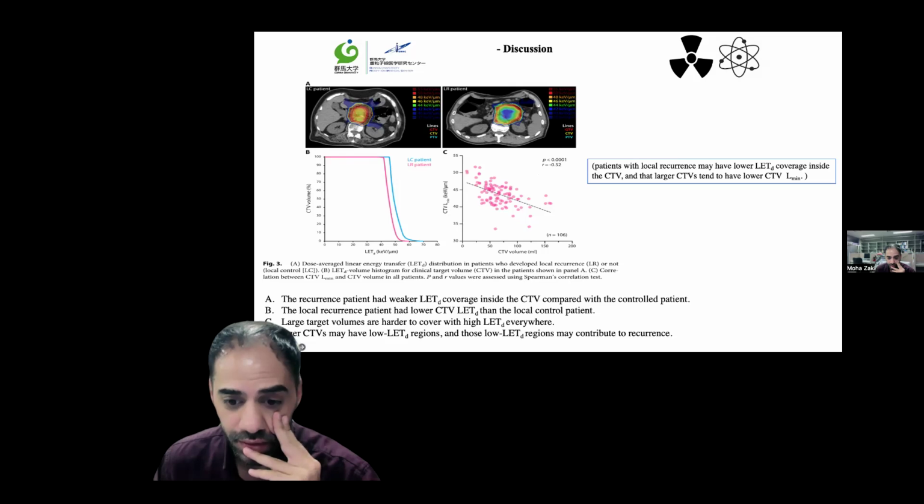Here, they compare the local recurrence, LR, between patients with low versus high minimum dose average LET in different target volumes.